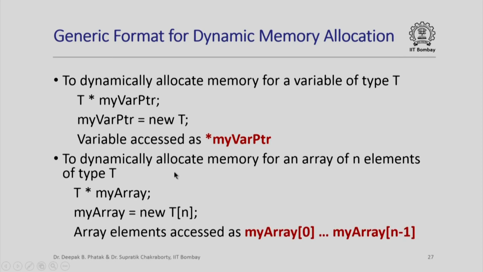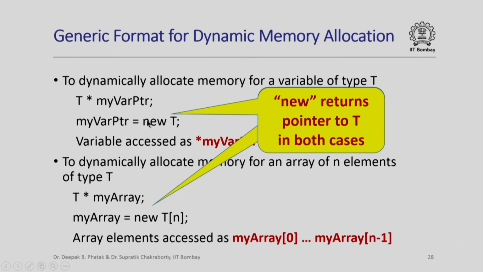To dynamically allocate memory for an array of n elements of type t, I am going to do something very similar, except that instead of saying new t, I will say new t and then an array of size n. So basically this is saying please allocate space for an array of size n where each element in the array is of type t, and the address for the first element in that array is going to be returned, and therefore the variable in which I store it must be of type t star. The array elements are accessed as my array 0 through my array n minus 1. This n of course has to be an integer which tells us how many elements to allocate in the array.